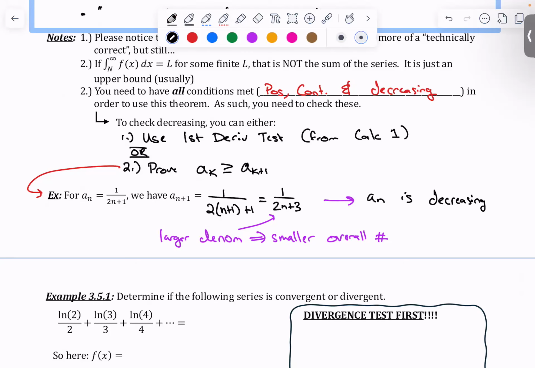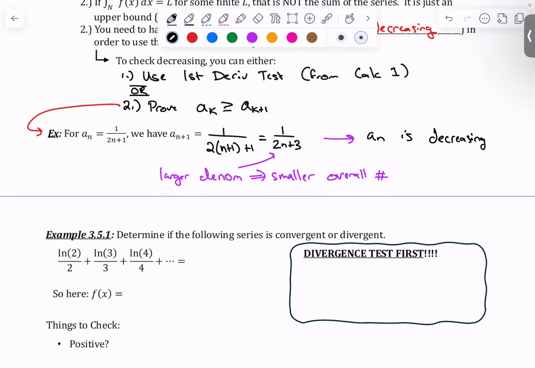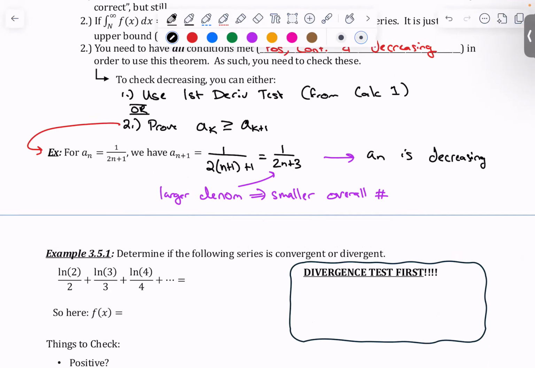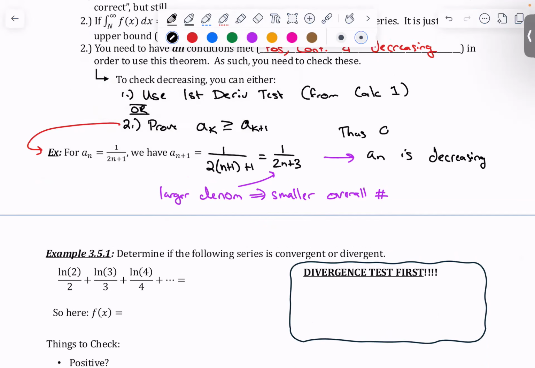Proving it that way is really great if you have a fixed number up top, so you only have to compare the denominators of the fractions. But as you see in this example, we'll wait for a second. Does anybody have any questions on the example that was just presented? So you kind of have to reason your way through it. You have to show, thus, a sub n is greater than or equal to a sub n plus 1, which implies that a sub n is decreasing. You need to show that.